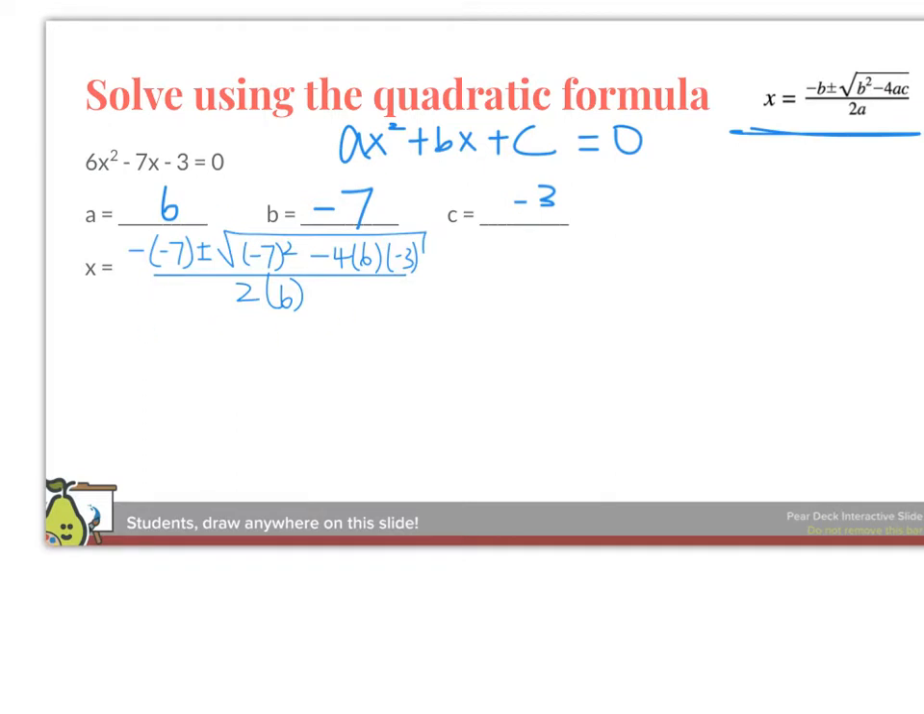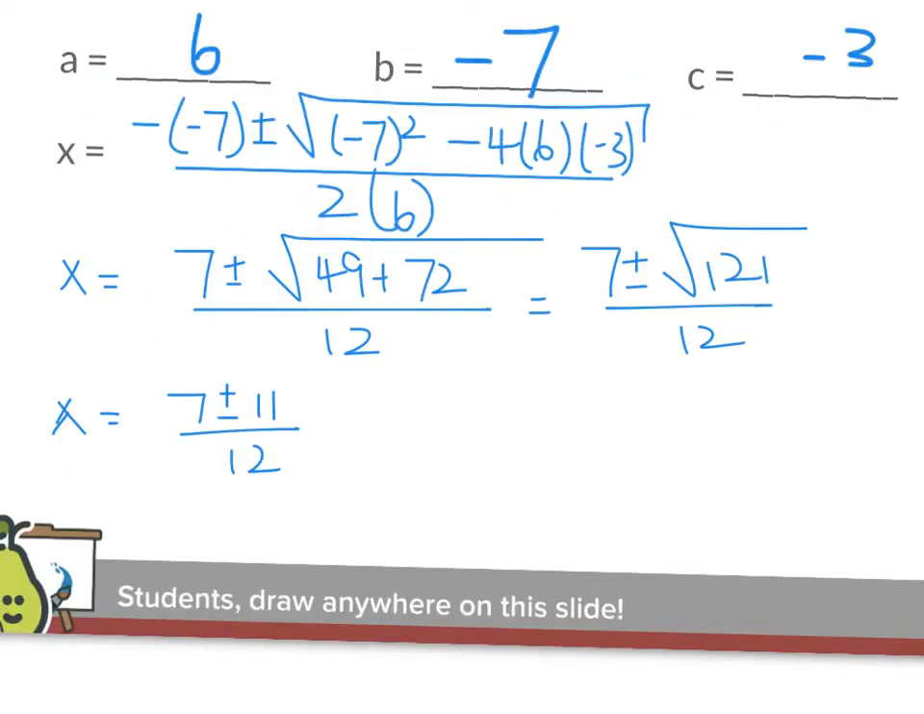Now I'm going to evaluate that. I evaluated the things under the root sign. I get 49 plus 72, which is 121. The square root of 121 is 11. And so now I just have to break off into my plus option and my minus option.